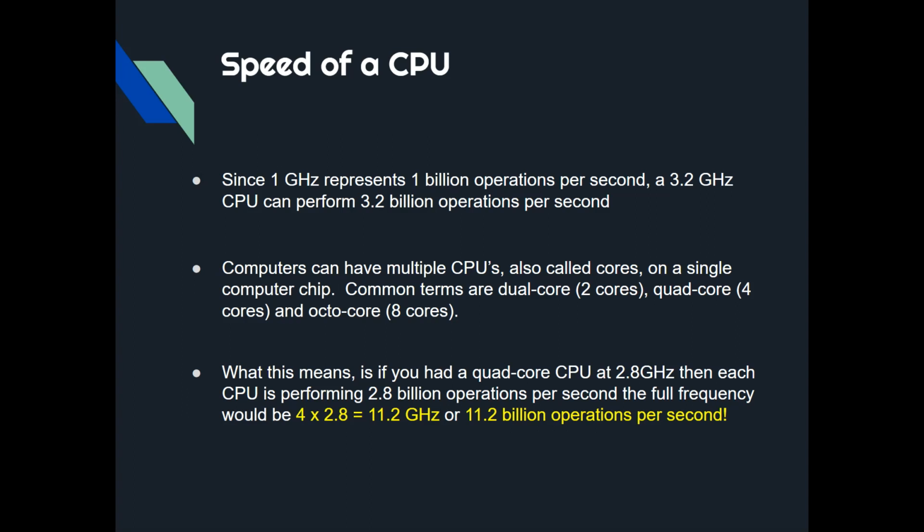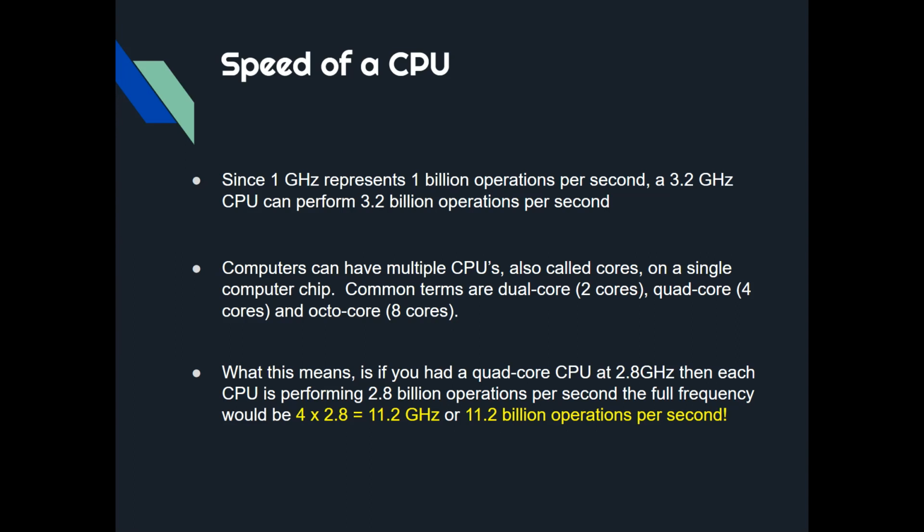So how does that affect the calculations? Well, every CPU can work independently. So when you see a CPU that is 2.8 gigahertz and it's a quad core, that means you have 4 CPUs rocking 2.8 gigahertz. So you have 4 times 2.8, which is 11.2 gigahertz for the full frequency of the CPU, or 11.2 billion operations per second. It's a ton. Now that being said, that's the number on paper.